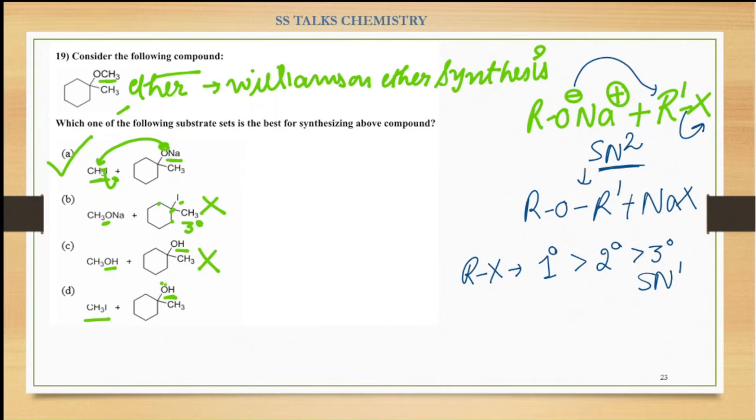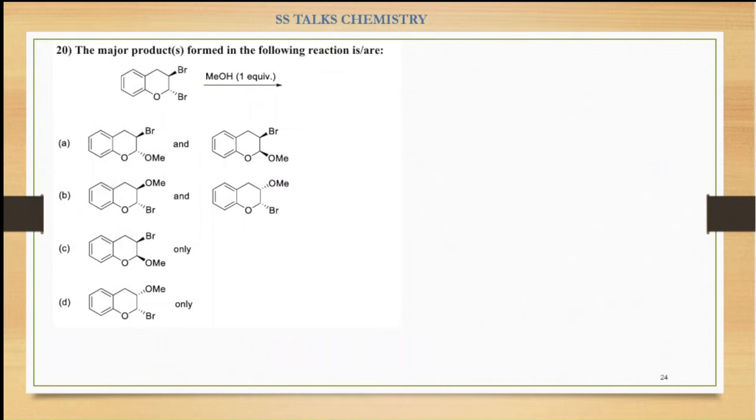Okay. So now let us move on to the next question. That is your 20th question. Here they are asking: the major products formed in the following reaction is or are. That means here we have to consider all the possibilities for the formation of products in this particular reaction. Okay. So the given molecule is a benzene ring, to which a fused ring containing an oxygen atom is attached. So in this case, what is going to be the reaction?